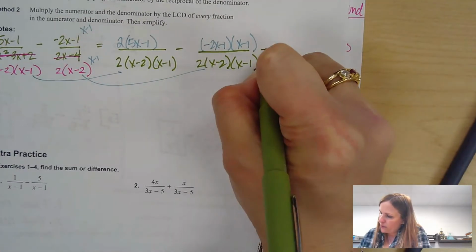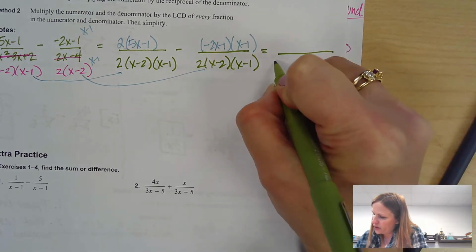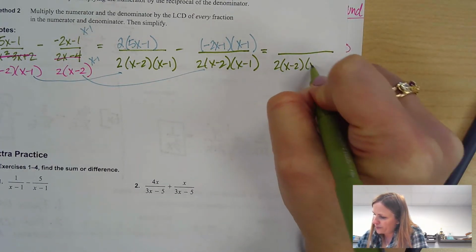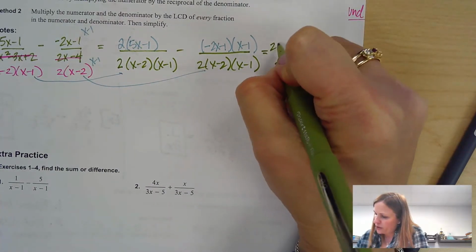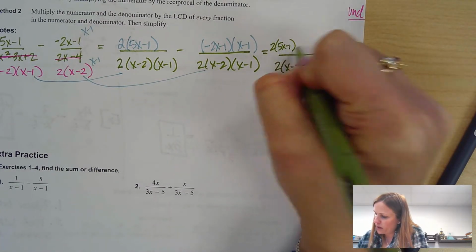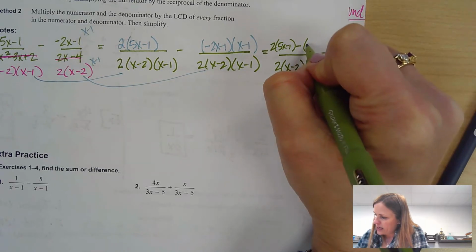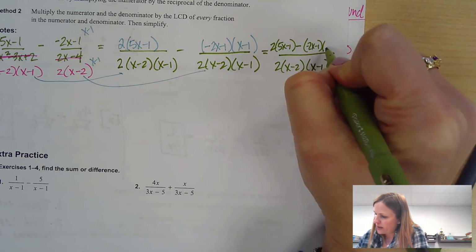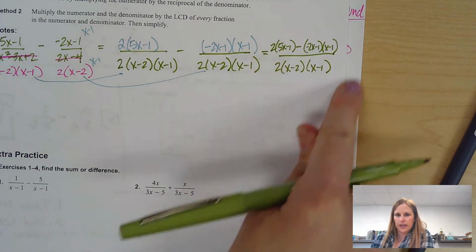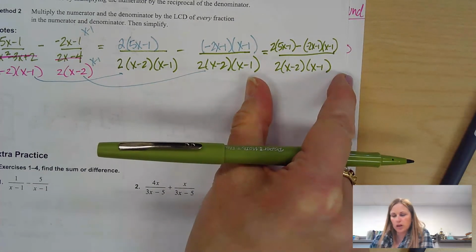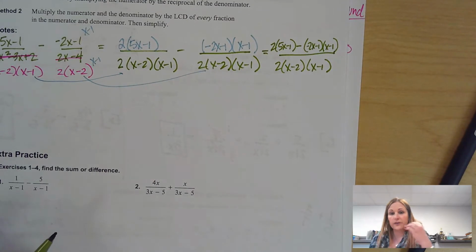Okay. Remember, we're going to combine these two. So we keep my common denominator, and now we're going to subtract the numerators. So I have 2 times 5x minus 1, minus negative 2x minus 1 times x minus 1. So this is my problem now that I'm dealing with. I've got my common denominator, we're good to go. The only thing left now is to simplify that numerator.